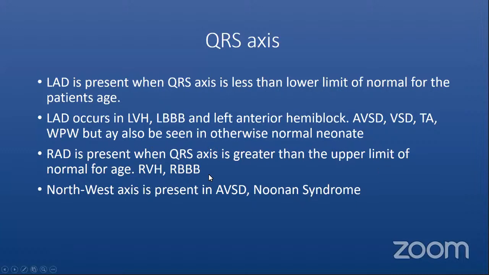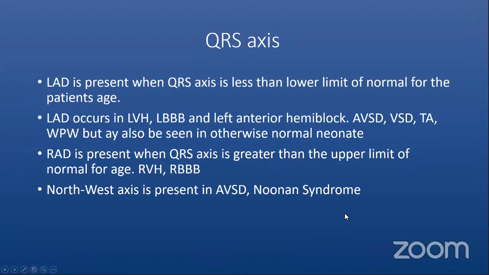Right axis deviation will be present in right ventricular hypertrophy or right bundle branch block pattern, and also in a lot of other congenital conditions, for example severe pulmonary stenosis, and in neonates with chronic lung disease. Okay, so northwest axis is present in AVSD, where the northwest axis is basically the right upper quadrant.